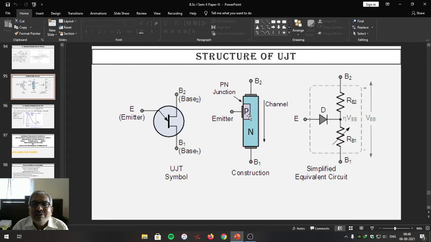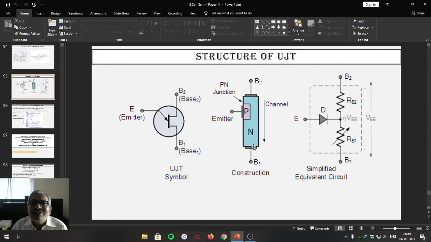Again, try to remember, the spreaded resistance between the junction and B1, the resistance which is spreaded, is called RB1. And the resistance spreaded between the junction and B2 is called RB2. Both resistances exist within the channel. The net resistance spreaded between B1 and B2 is RB1 plus RB2. It is generally regarded as RB only, that is, the resistance between B1 and B2.